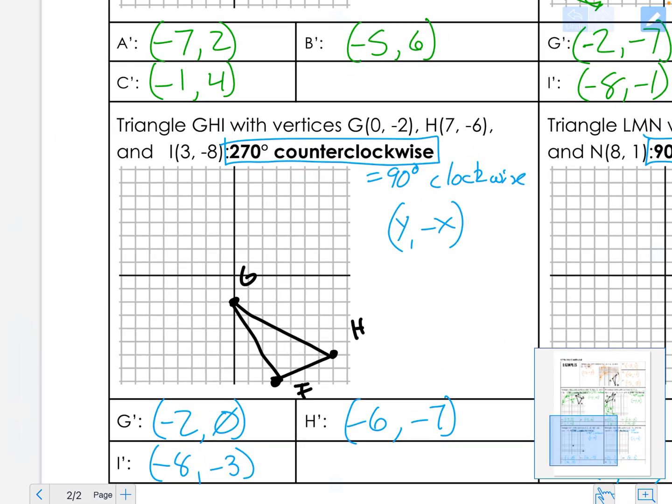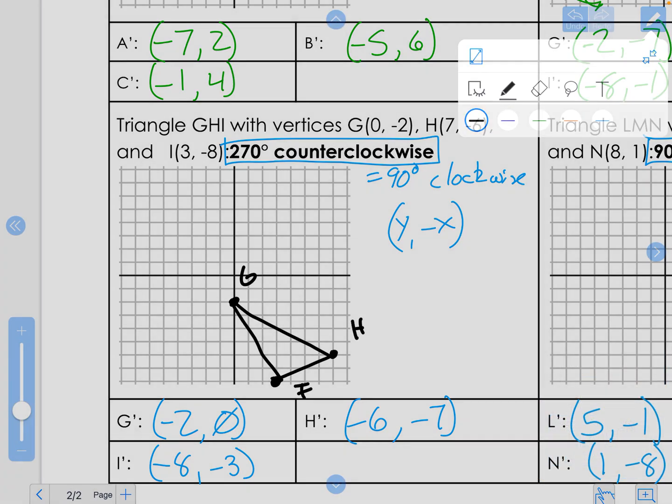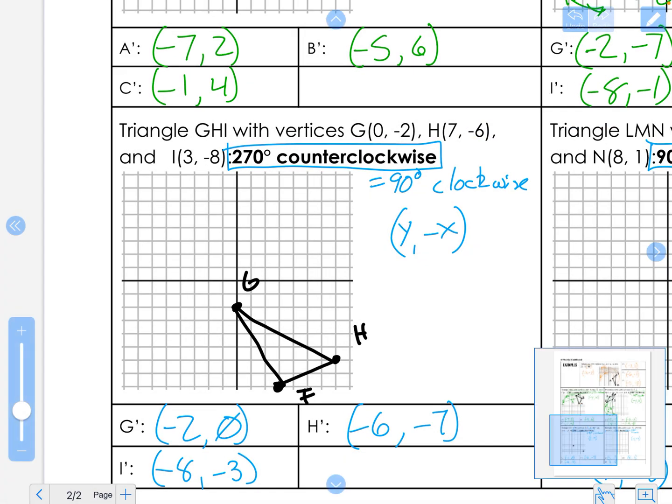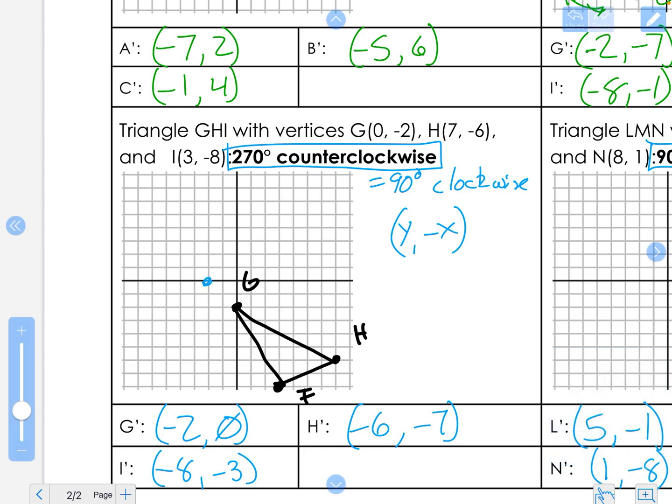Yes, okay, just making sure I got prime on all of those figures right there. So if I graph these, -2, 0, -8, -3, so that's G prime, that's I prime, and then -6, -7, which is H prime. Again, it's 90 clockwise or 270 counterclockwise. Nope, sorry, I is all the way there, and then H is there.